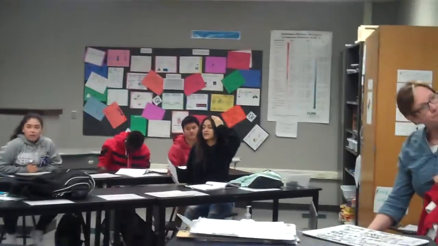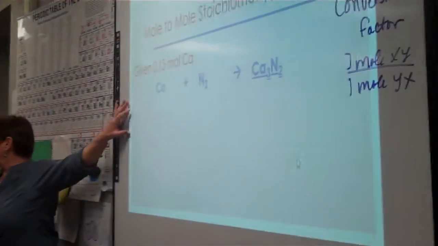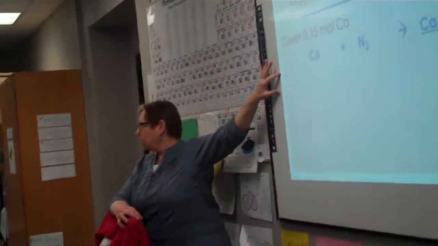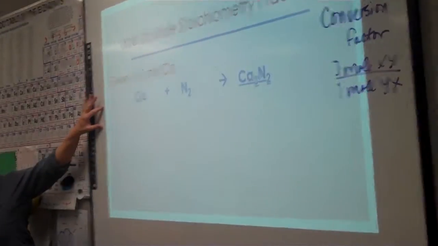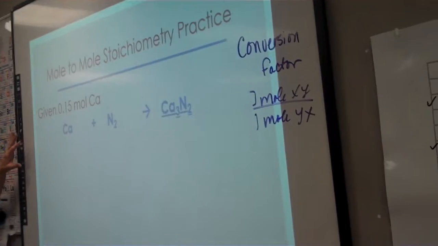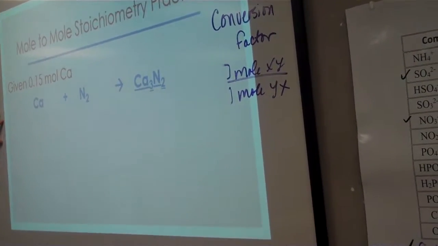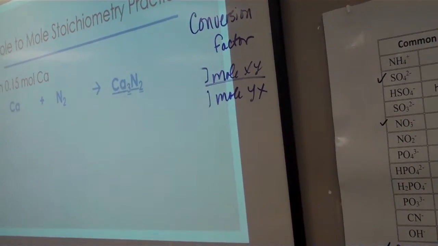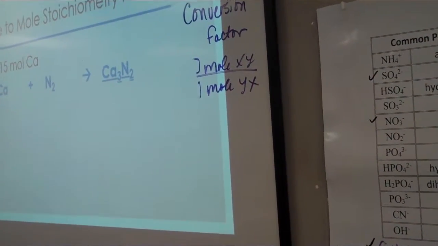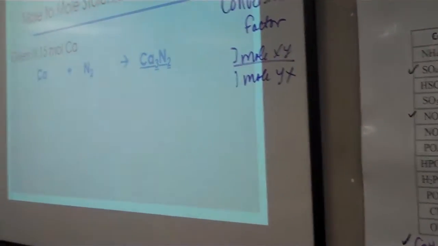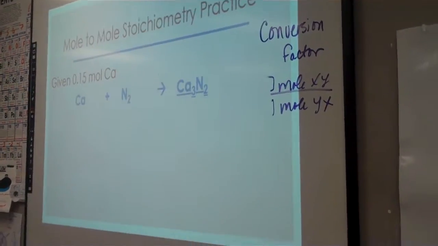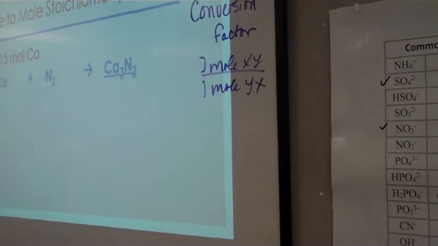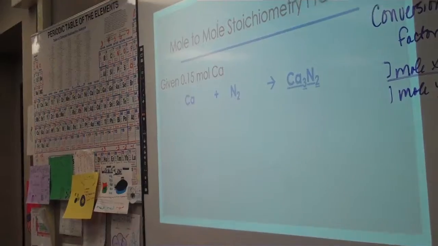Alright, so this first problem here, these are actually directly from this worksheet that you guys hopefully finished. Okay, so remember what we do first? First we have to balance it, and then you solve with your mole-to-mole stoichiometry. Okay, so go ahead and start trying to balance the problem. Then we'll work on that as a group, and then you can do your mole-to-mole stoichiometry.